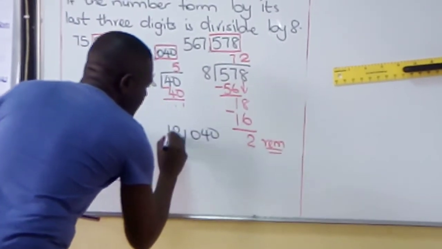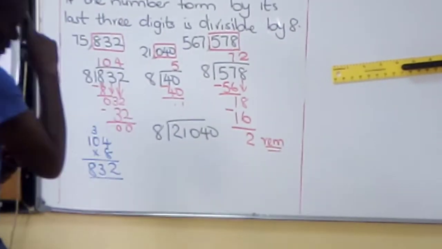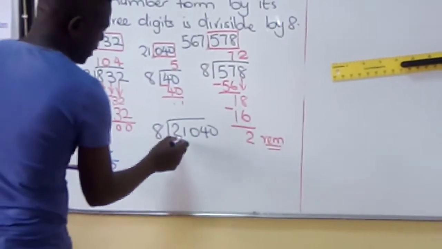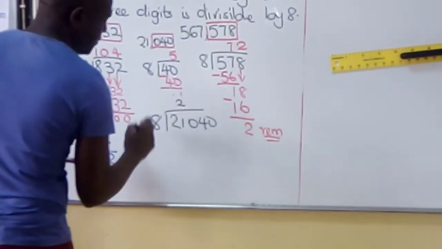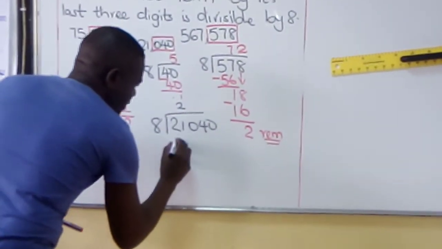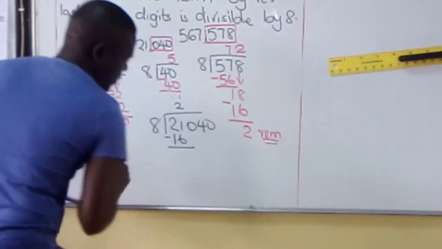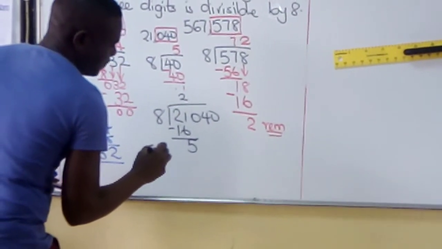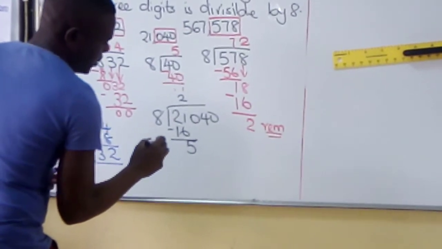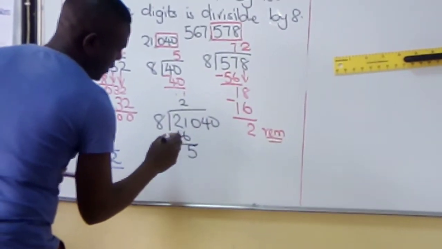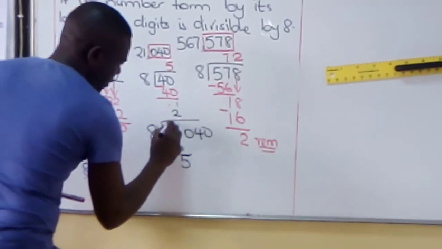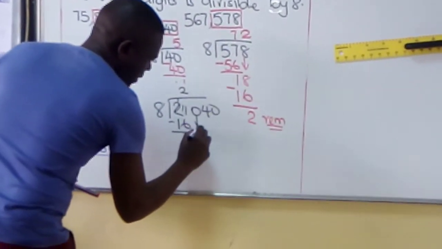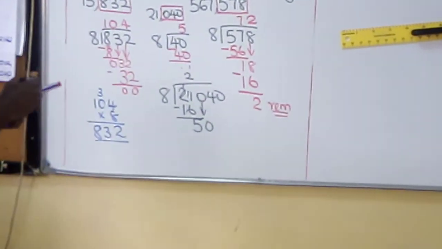21,040 divided by 8. And I will give you the reason why I'm proving this. Into 21, it's because of 2. And 2 times 8 is 16. We subtract, and that is 5, because you're borrowing 1 here. And so 11 minus 6 is 5. We drop 0.